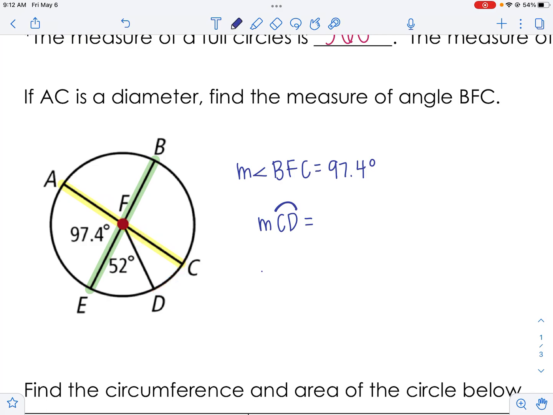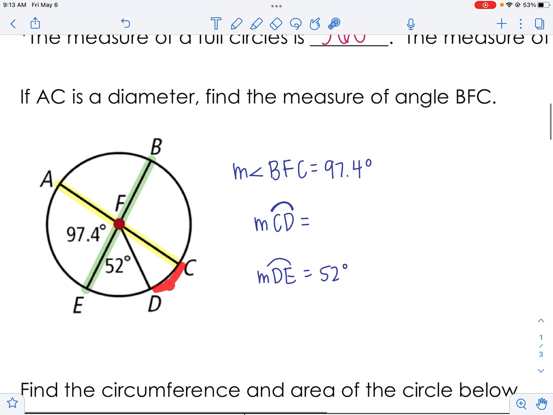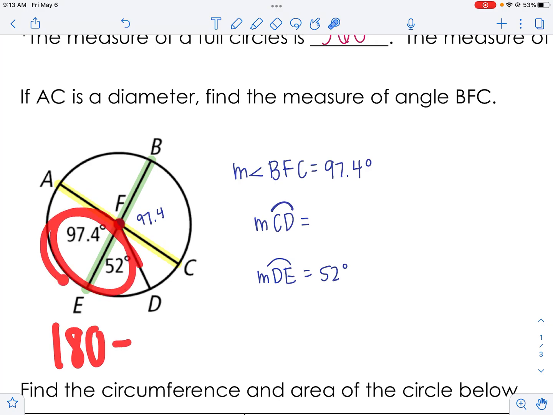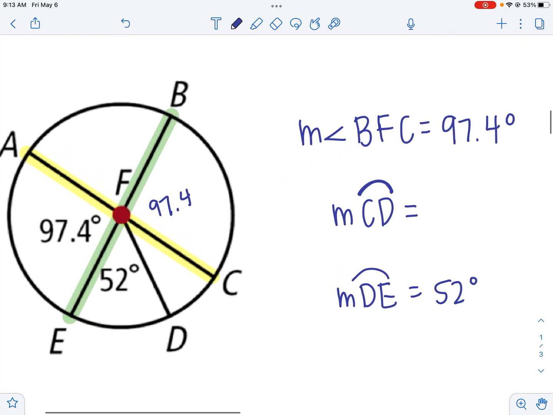So like if I asked you, what's the measure of arc DE? Well, the measure of arc DE we know because DE is the arc that goes with that angle right there, which is 52 degrees. So to find the measure of arc CD, I know that half the circle is 180. I know that's 97.4 right there. So I'm going to do 180 minus 97.4 minus 52. So I'm going to do 180 minus those. And that's going to tell me that missing piece. And that's 30.6.